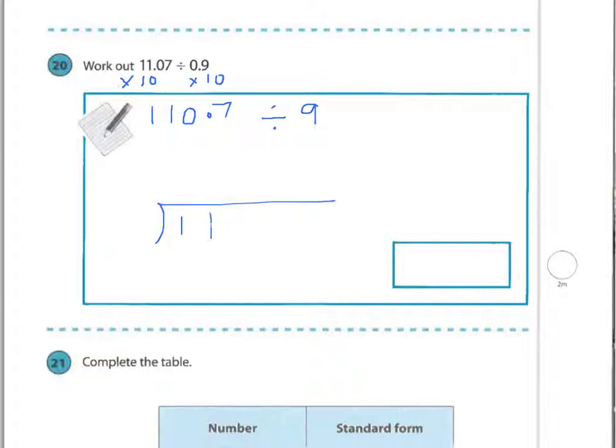And I would do this in the conventional way, and I would ask myself how many 9s go into 1, and it doesn't, so carry the 1. How many 9s go into 11? 1 with a remainder of 2. How many 9s go into 20? Well, 2 9s are 18, the remainder of 2. And how many 9s go into 27? 3. So the overall answer is 12.3.